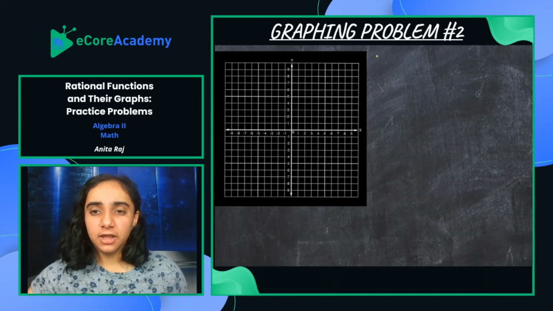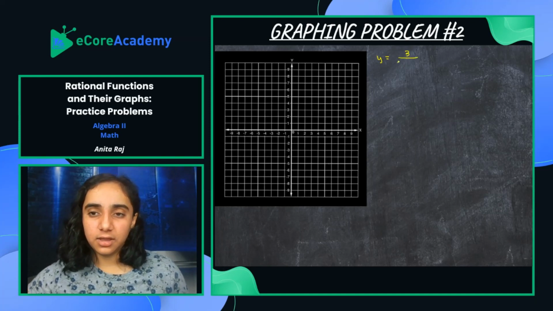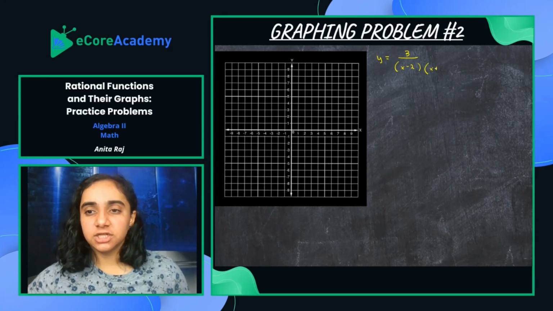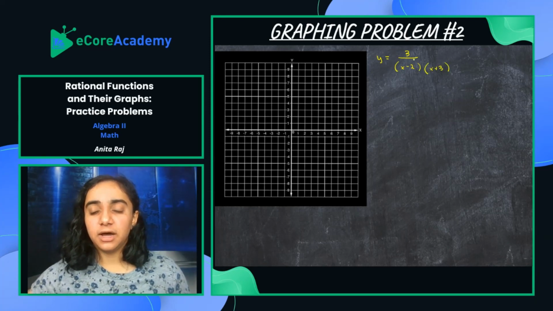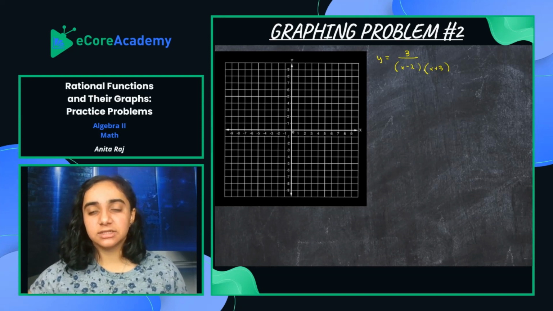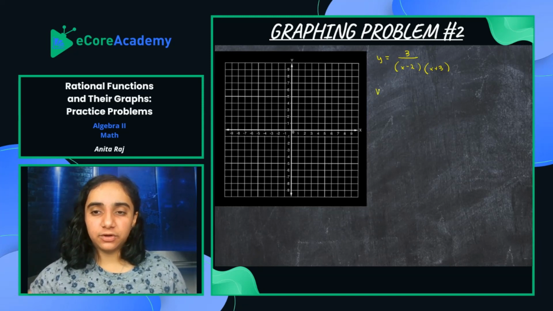So I'm going to rewrite the rational function we're working with at the top, which is y equals 3 divided by (x minus 2)(x plus 3). As you can see, we can't really reduce it because the denominator is already factored and the numerator is just a constant, so we're not going to reduce it or anything. We're going to immediately jump into finding the vertical asymptote.